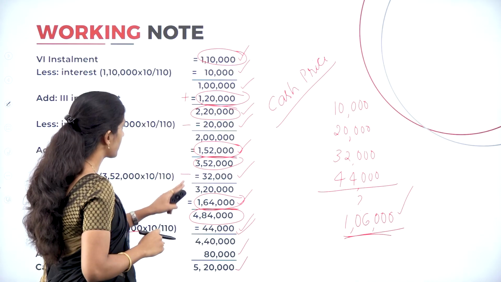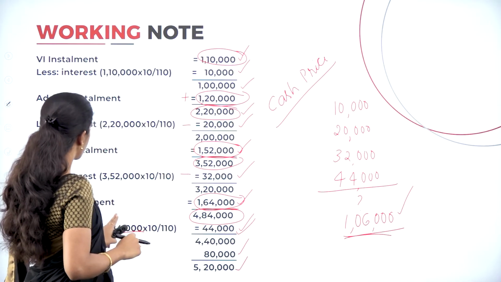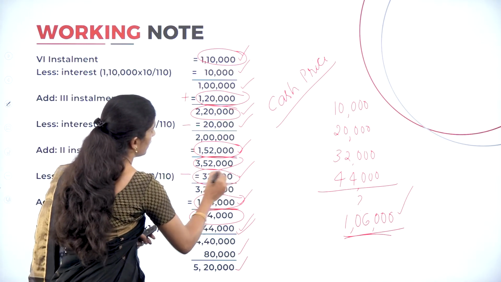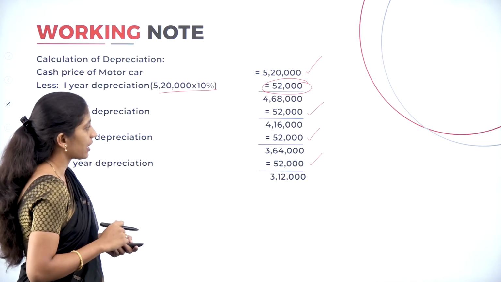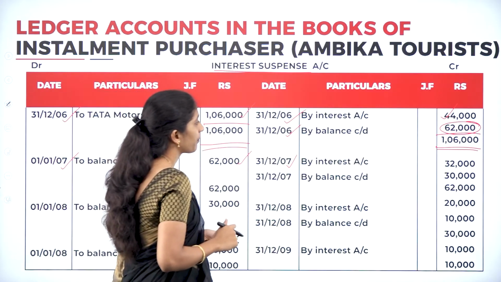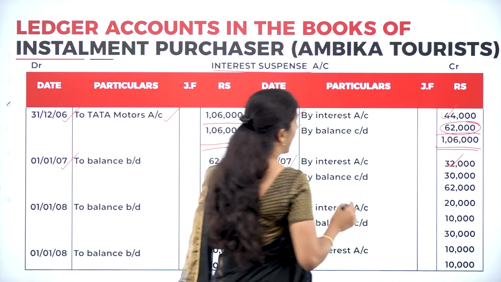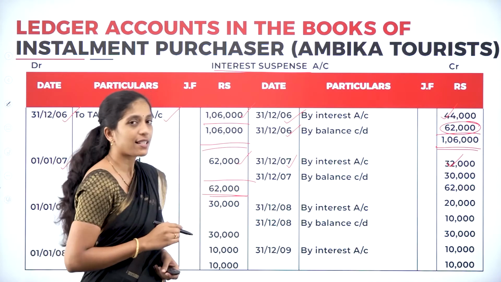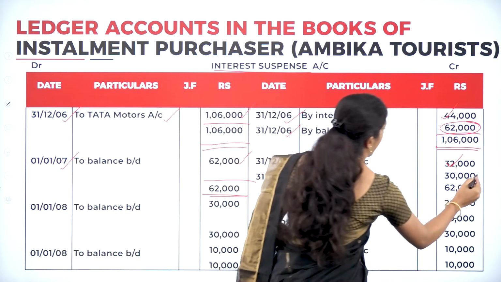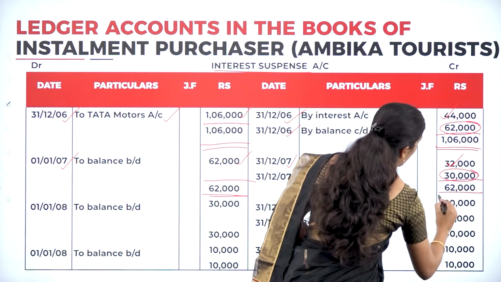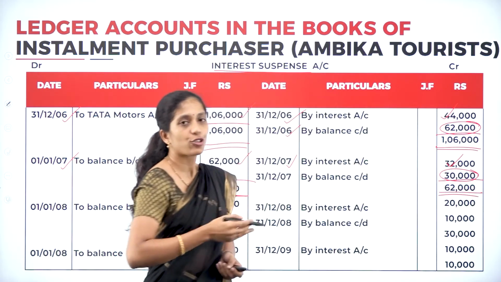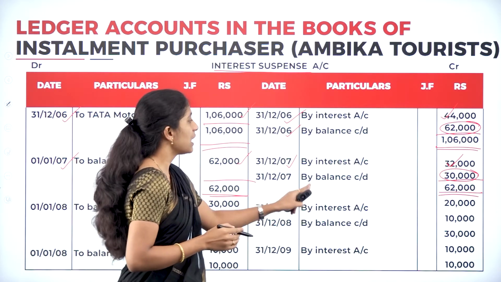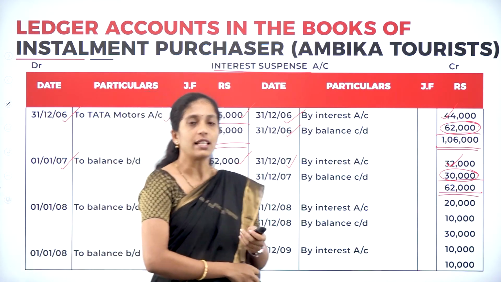So second year interest is how much? That is 32,000. So second year interest, record that amount. Now balance both the sides. In your debit side, it is 62,000, whereas coming to the credit side, you get a balancing figure of 30,000. Now this 30,000 has to be carried down to the next year. That is 31st 12/07 by balance carried down 30,000.